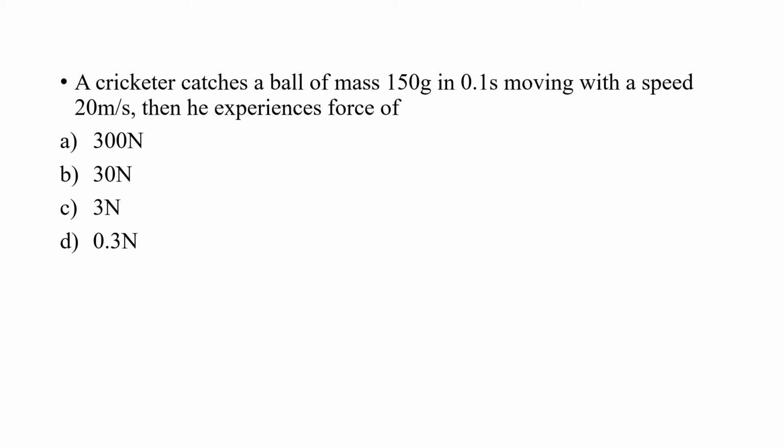For solving this problem, we are using the concept impulse is equal to change in momentum. You all know impulse is defined as the product of force and time for which that force acts on the body, which equals change in momentum. So the impulse is force into time and change in momentum is final momentum minus initial momentum. So from the relation, F into t is equal to mv minus mu. This equation is used for solving this problem.